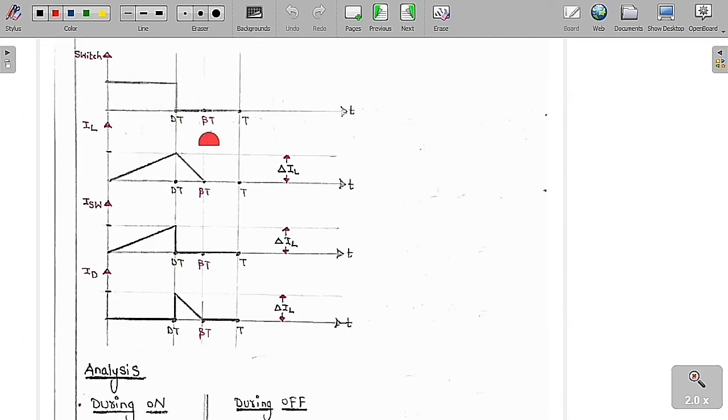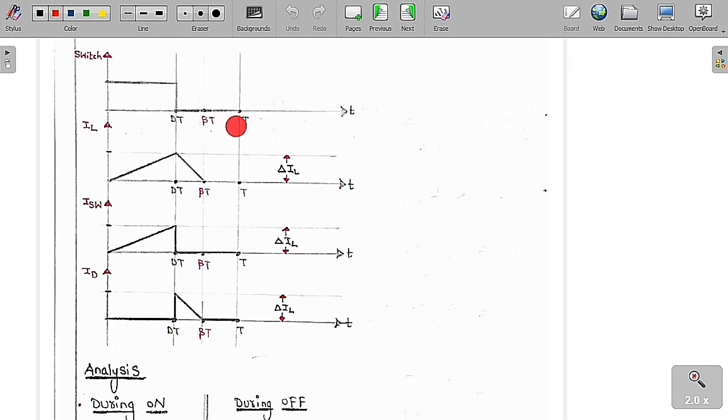Now we are going to analyze this circuit. I have already told you that from 0 to dT, we are going to turn on the switch. Whenever the switch is turned on, the diode is off. Therefore the inductor is going to get charged from 0 to IL max. So as the switch is on, the switch current is equal to the inductor current, so it is also going to follow the inductor current. As the diode is off, the diode current is equal to 0.